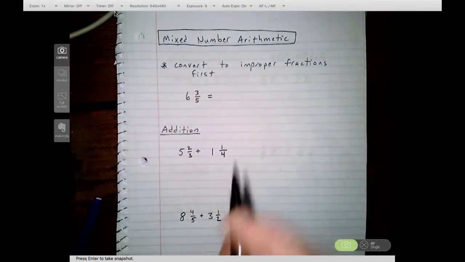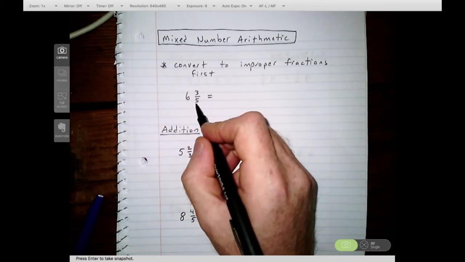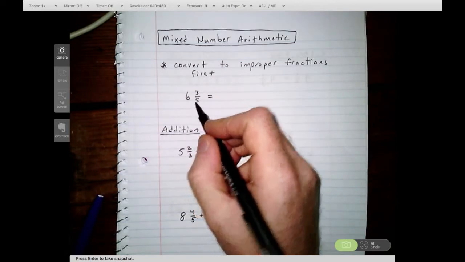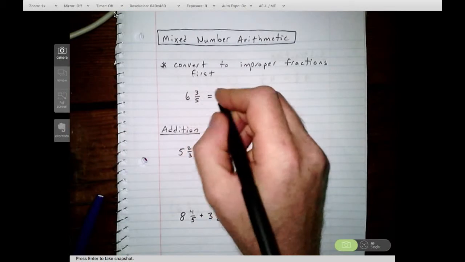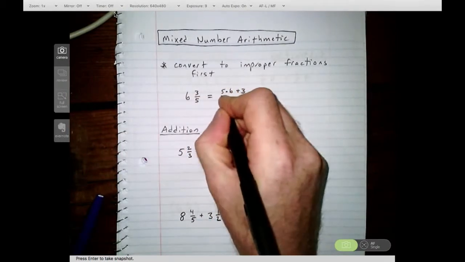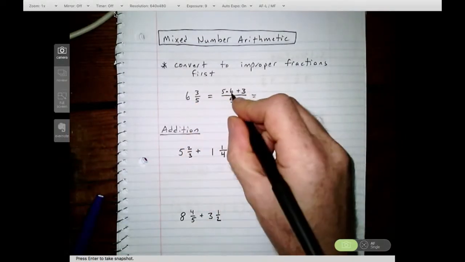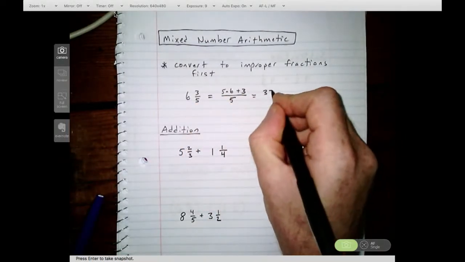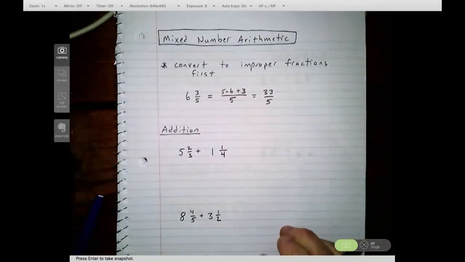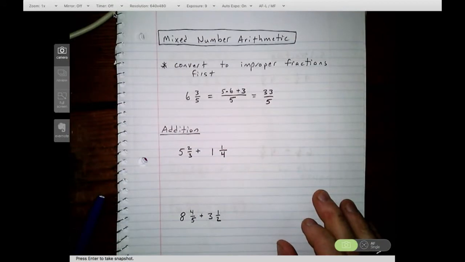So just to remind you, here is a mixed number, right? And I'm going to convert it to an improper fraction, and you do that by multiplying 5 times 6 and then adding the 3, and that all goes over the 5, same denominator. 5 times 6 is 30, plus 3 is 33 over 5. So that is our improper fraction from our mixed number 6 3/5.